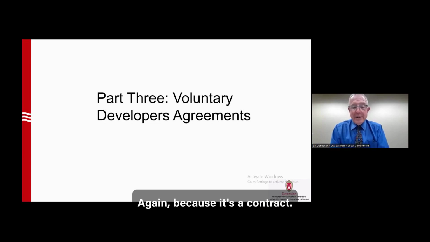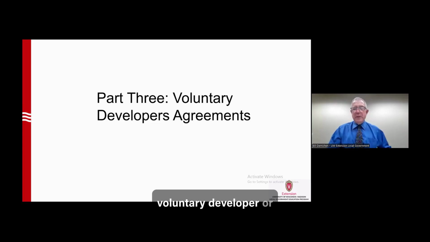Again, because it's a contract, there have to be two willing parties to this. And if one of the parties is not willing, you're not going to be able to force a voluntary developer agreement on that solar developer.